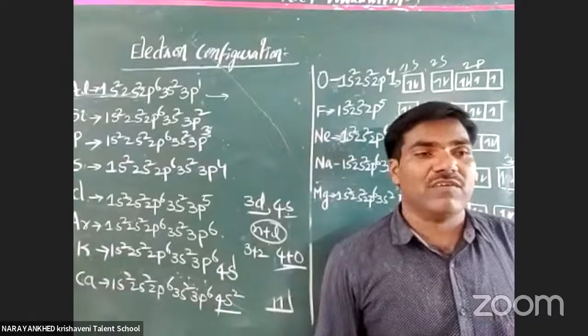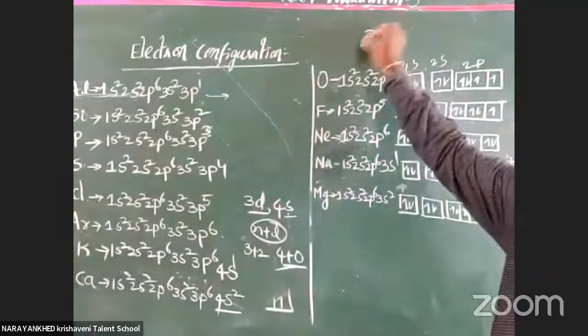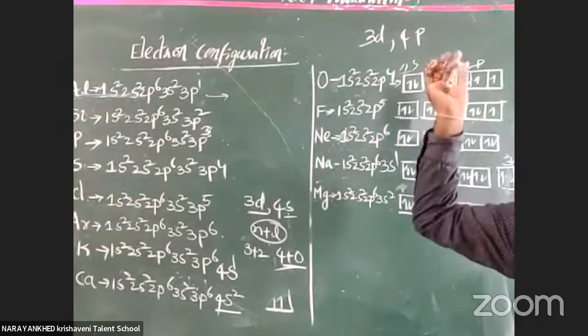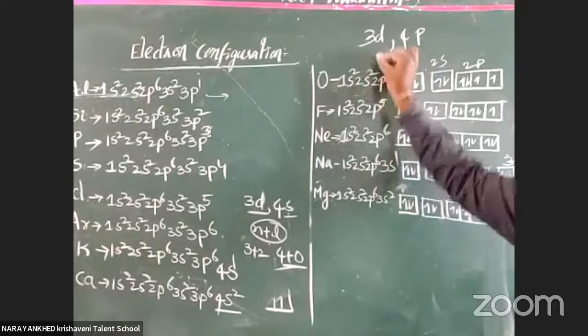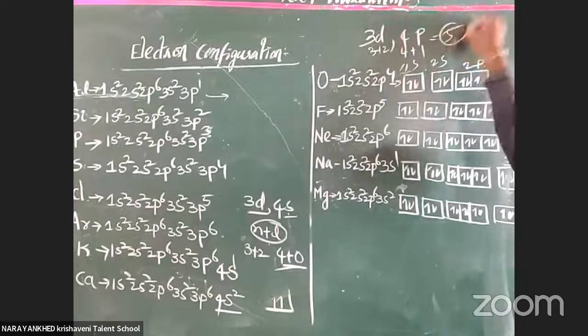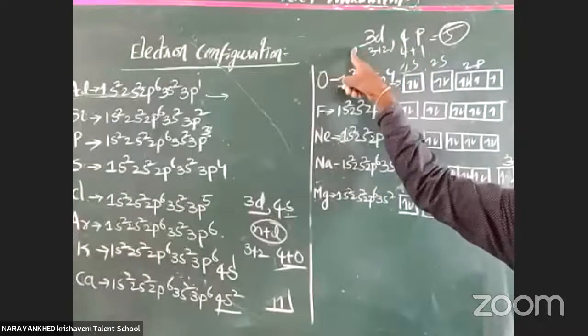Why? Because 3d. Why not 4p? Once check it. Between 3d and 4p, which has the higher n plus l value? Both are the same. Now 3 plus 2, 4 plus 1, both are 5 only. But then why are we going with 3d and not 4p? Why are we going with the 3d?